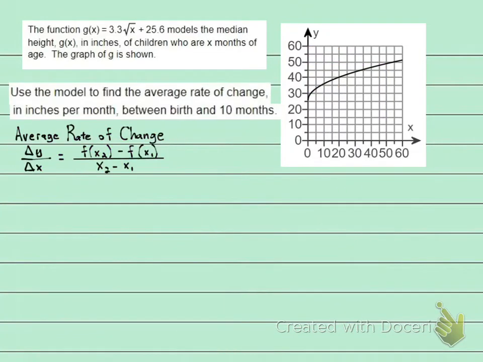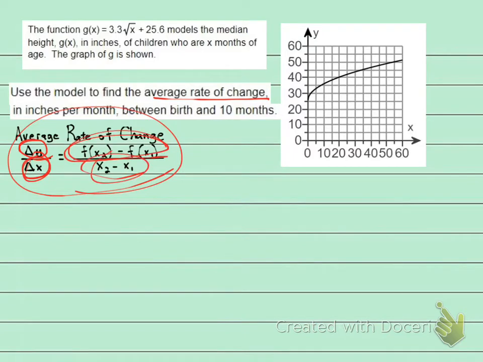The next part of this problem is going to ask us to find the average rate of change between birth and 10 months. So we already talked about the average rate of change, and here is the formula. It's the change in y divided by the change in x. Okay, so your difference of your two y values over the difference of your two x values.